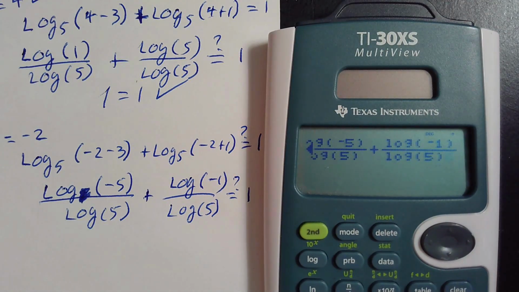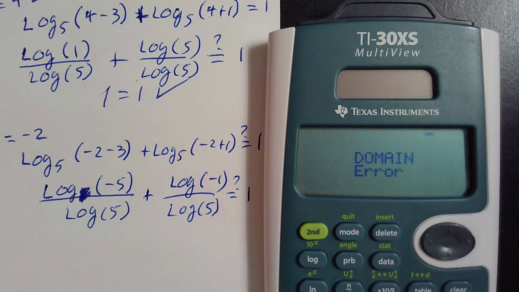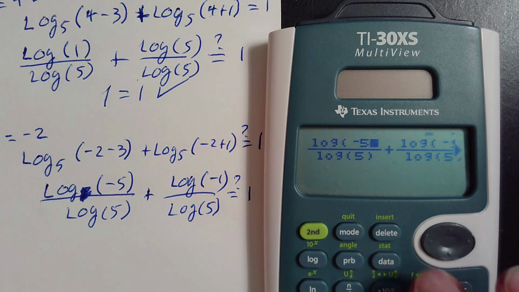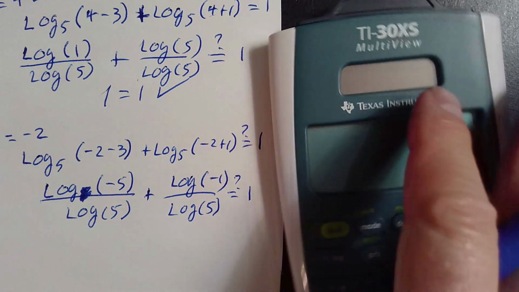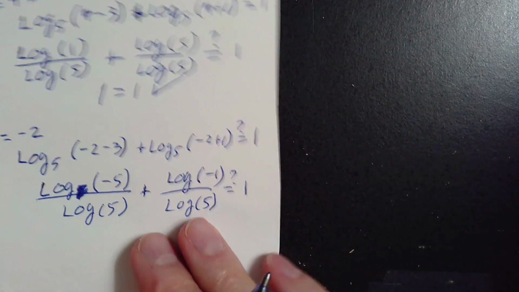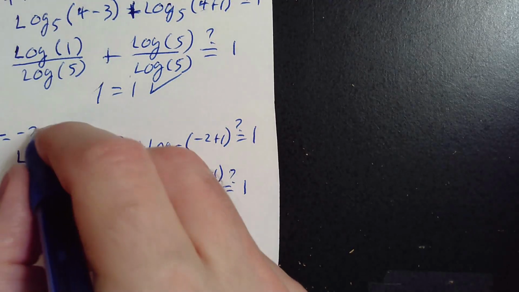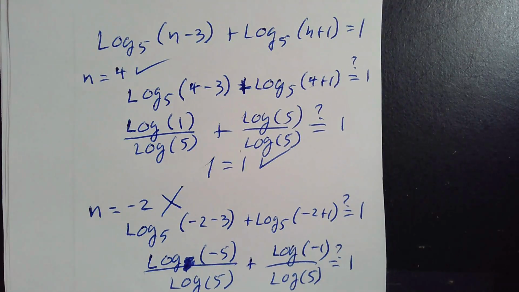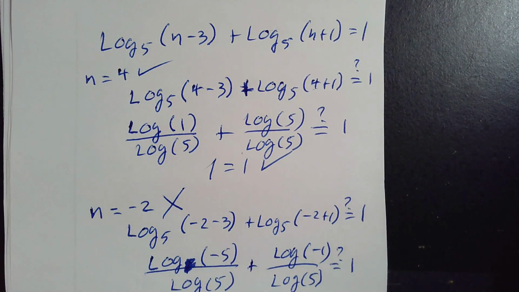So if I hit enter, I'm going to get a domain error. That's because you cannot take the log of a negative number. So that tells you that this thing is no good. You can see it's flashing right on that first one where it's trying to take a log of a negative number. It can't do it. It's undefined. So that would show us that -2 does not work. So the only answer for number 16 that works was the 4.